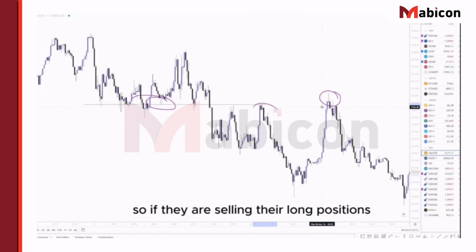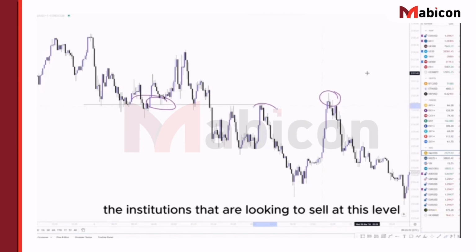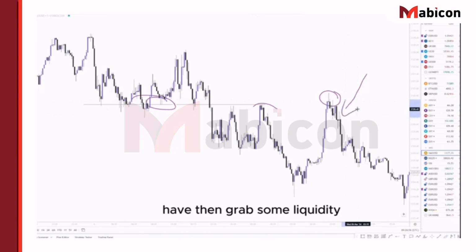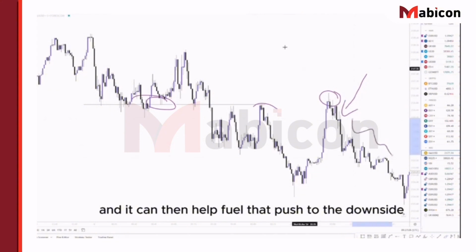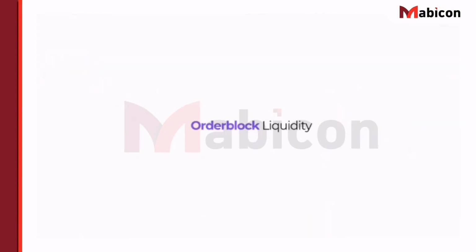So if they are selling their long positions, the institutions that are looking to sell at this level have then grabbed some liquidity, which means those long positions are now being sold back to the market, and it can then help fuel that push to the downside. Another form of liquidity is order blocks.